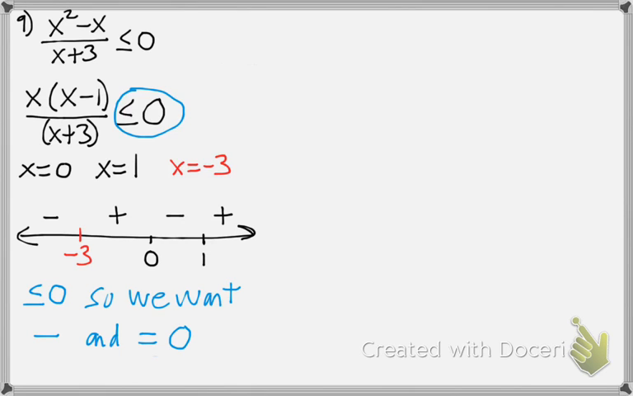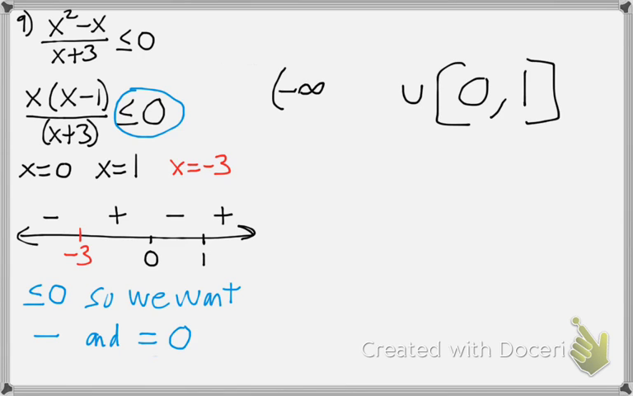So looking at that 0 to 1, I want that 0 to 1. And I am going to include it with brackets. Now, I also want the negative infinity to negative 3. So negative infinity to negative 3. But with the negative 3, I want to make sure to put a parentheses, because I can't actually include negative 3 because it's undefined there.